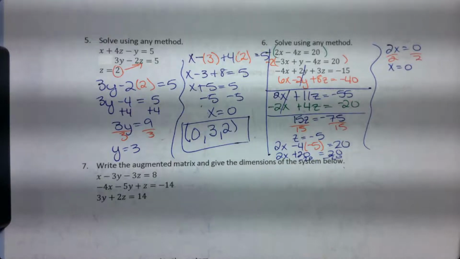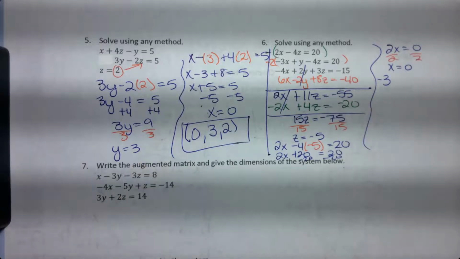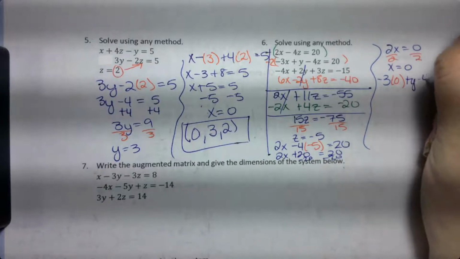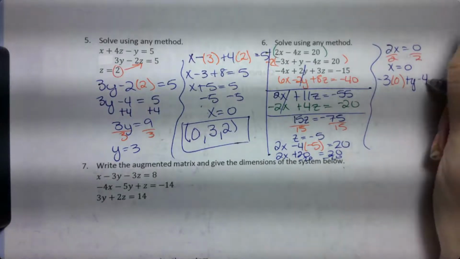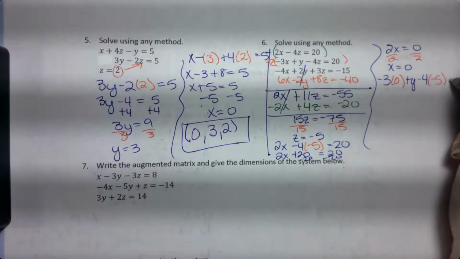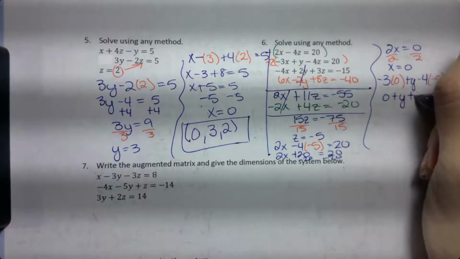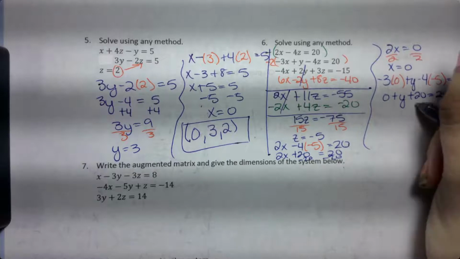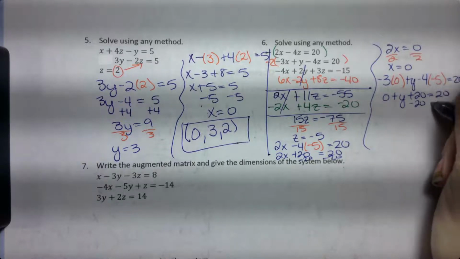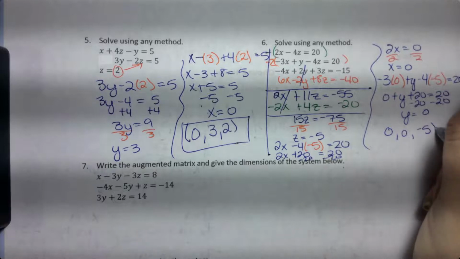Then I want to go ahead and plug into another equation. I'm going to pick the middle one. I have -3. My x was 0. Plus y minus 4 times my z value here, which was -5. Should equal 20. So I have 0 plus y plus 20 equals 20. I can subtract 20 on both sides. I get y equals 0. So my answer here is 0, 0, -5.